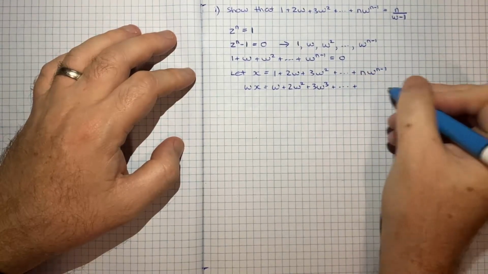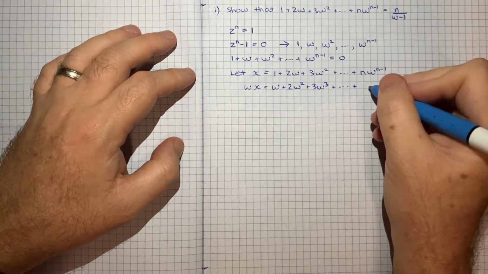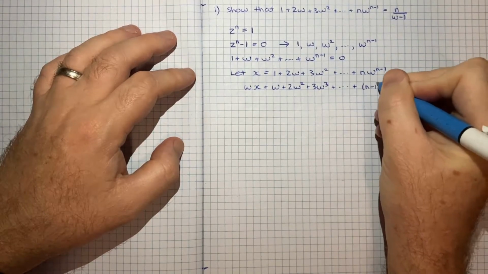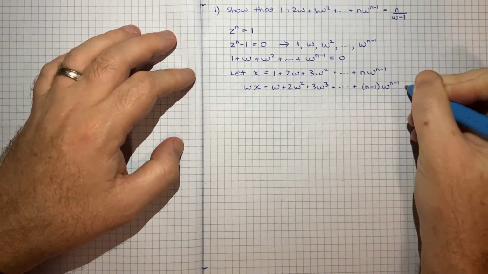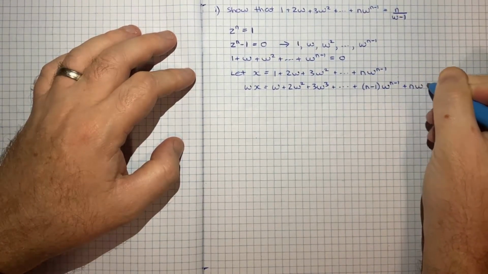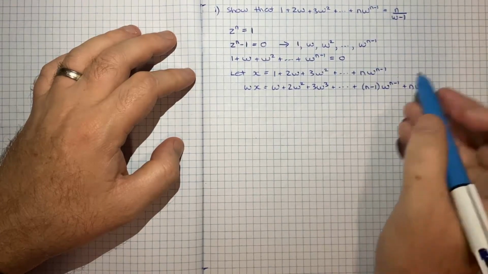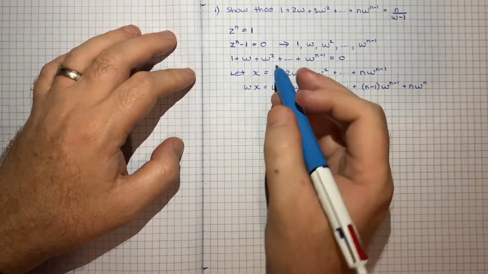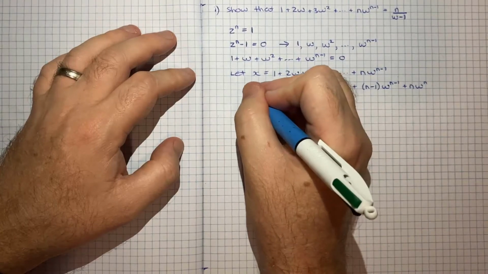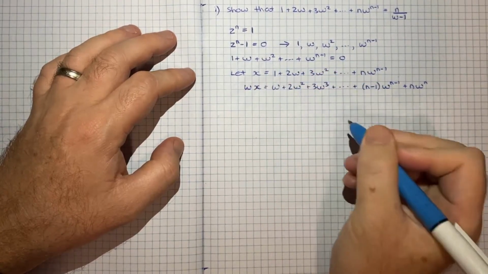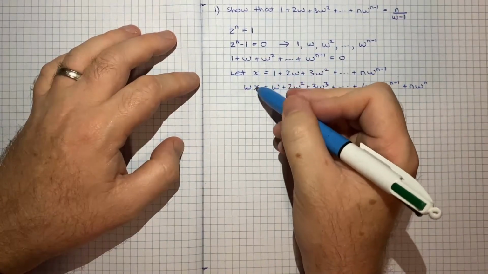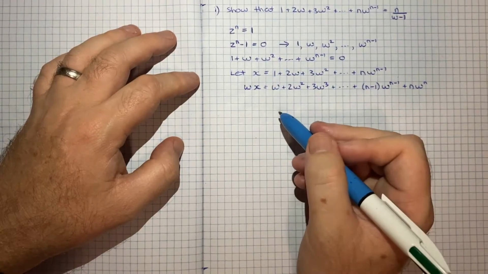Now, I might just write the last two terms here. So we'd get n minus 1 omega to the n minus 1 plus n omega to the n. So that's kind of what we get when we multiply both sides here by omega. And now that we've done that, we can take the difference between these two things and see what we get.